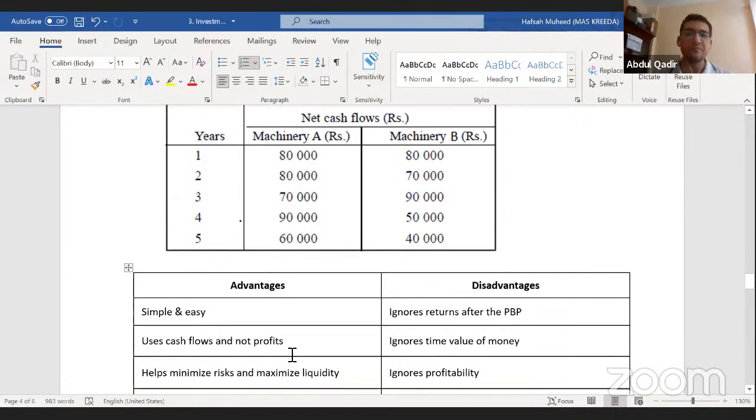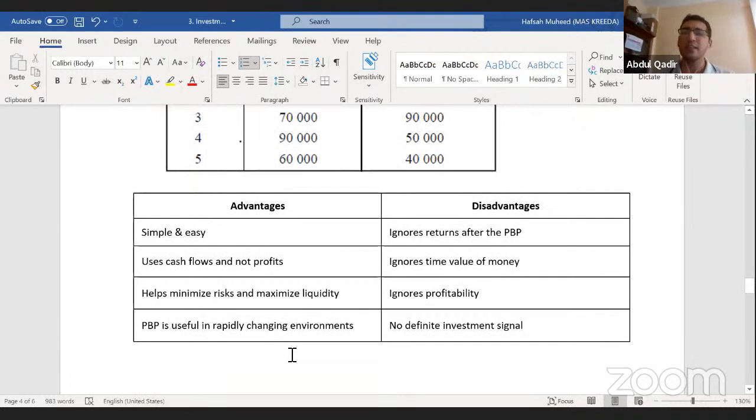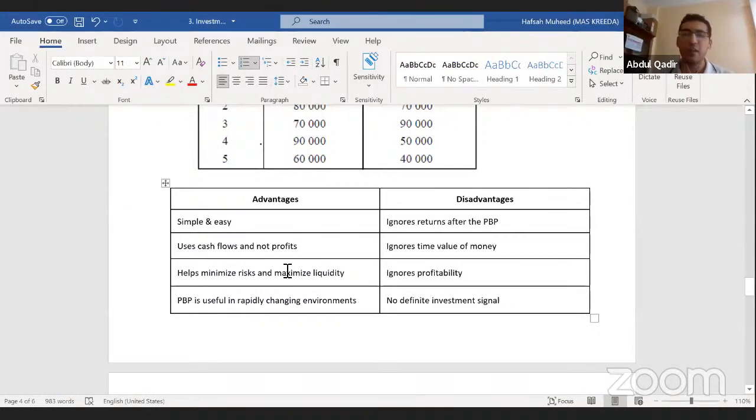So what are the advantages and disadvantages when you come to this method, right? So it's simple and easy, right? It's just a few cash flows. You can easily do even through a formula. You can calculate how long it takes to recover your investment. It's nothing, no big complication, right? And this uses cash flows and not profits. So that is a good thing, right? Because cash flows, you can't manipulate it.